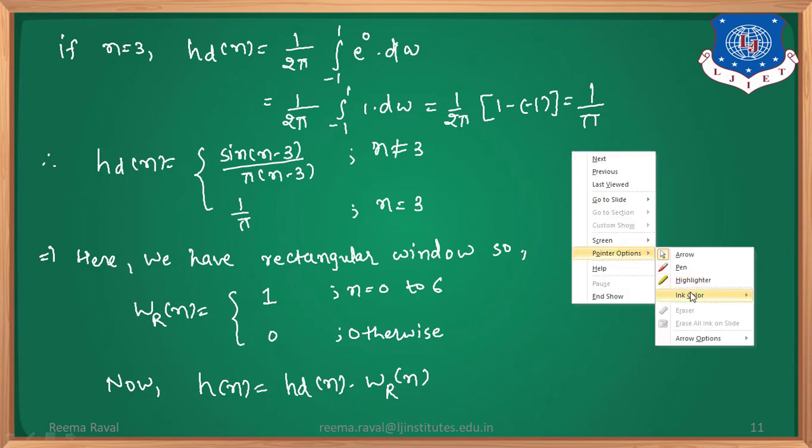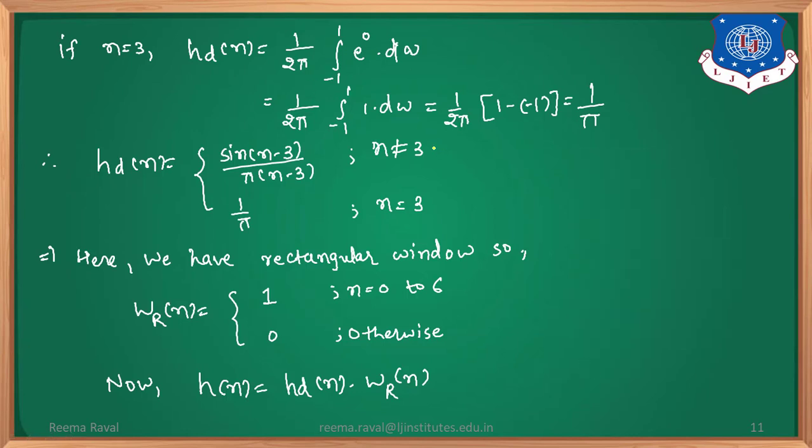So if we look at this, we can say that we have two values, that means for the condition n not equal to 3 and for the condition n equals 3. So the function for us will become hd of n equals sine(n minus 3) upon pi(n minus 3) for n not equal to 3, and for n equals 3 the function we have obtained is 1 by pi.